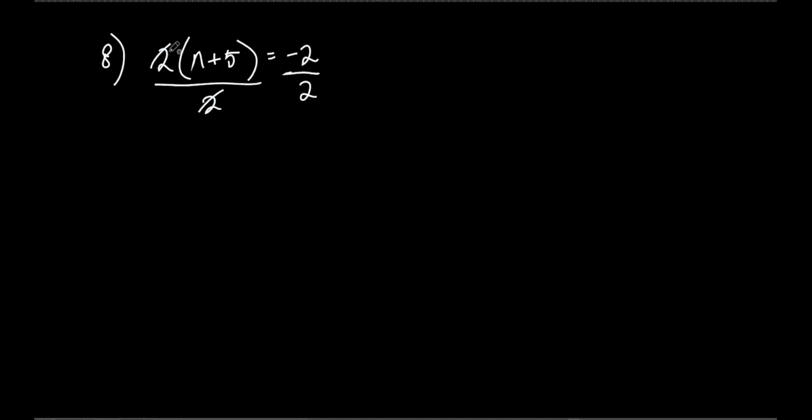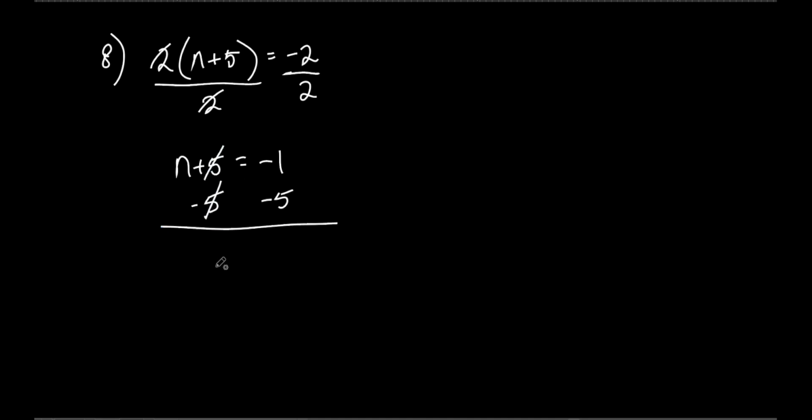The 2's cancel, and what am I left with? N plus 5 equals, what's that? -1. Good. So that was our first step. Here's our second step. Everybody should see it now. What do we get rid of? -5. Yeah, that should be like as soon as you see that problem, boom, you know exactly what to do. You barely have to think about it. You should be in that situation.